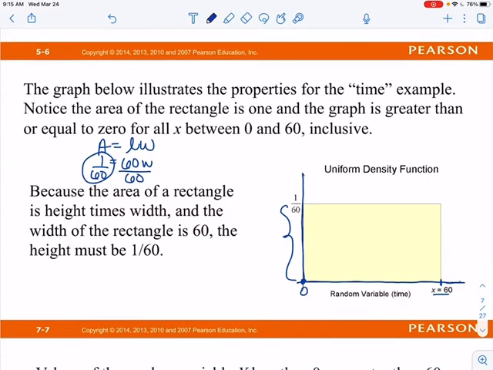Do you need to go through this every single time you're doing one of these problems? No. If this is 60, this is going to be 1 over 60. If your x value was 50, then your height would be 1 over 50. If your x value was 25, then your y value would be 1 over 25. It's just going to end up being reciprocals. All this says is because the area of the rectangle is height times width, and the width of the rectangle is 60, the height must be 1 over 60, which is what I just explained when I was writing in the blue there.